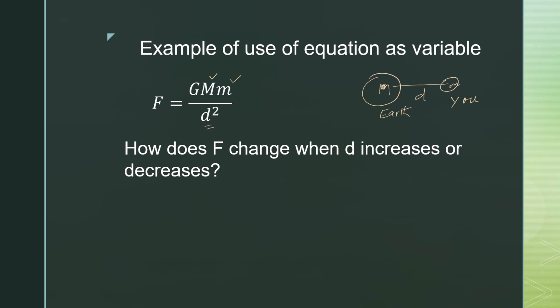Now it asks, how does F change when d increases or decreases? You can write this equation as F is some constant divided by d squared. When d becomes smaller, F is going to be larger, but by what factor? For that, again, you do the same thing. Let's say d goes to 2 times d. Then what's going to happen to d squared? It becomes 4d squared. So you pick up a 4.